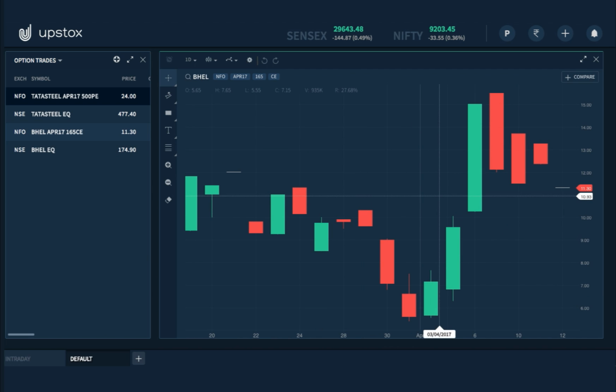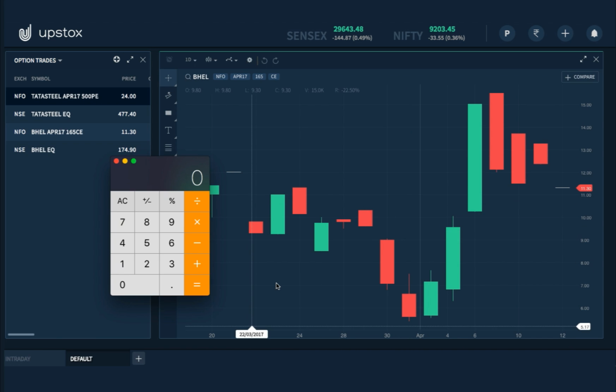So here it is, 3rd of April. Our entry price in options would have been, look at the close, 7.15. Now remember, just like EOS in equities, for options, you're supposed to buy this call option 15 minutes before the market closes. So let's assume we got in at 7.15.